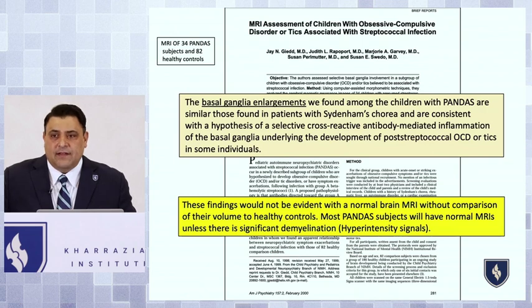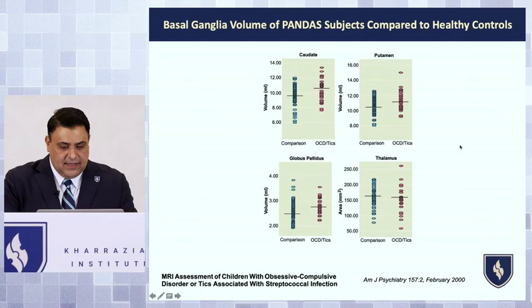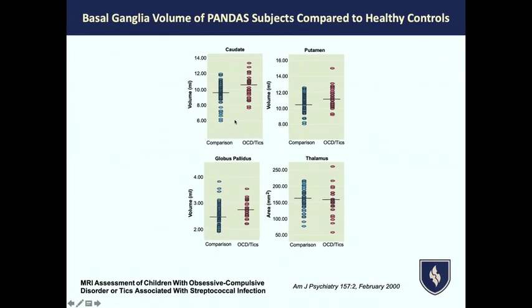So when they do that with PANDAS kids, they see that their basal ganglia is just swollen and inflamed. Now, some kids with PANDAS will actually have hyperintensities like demyelination in their brain, but in this study they just found statistically significant changes in the basal ganglia when they compared them to age-matched controls, right?